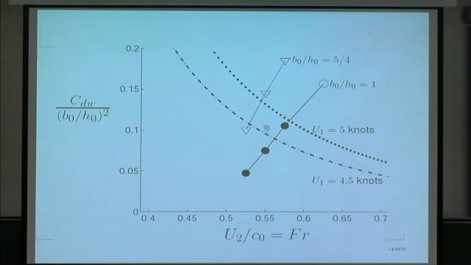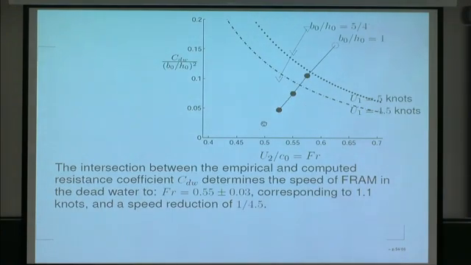So maybe this is not realistic, maybe it's somewhere in between, but you can see that at least here we get an estimate of the Froude number which FRAM was sailing at, the intersection between these curves. So we can say that FRAM was sailing at a Froude number of 0.55, plus minus some number which we cannot really decide. It corresponds to 1.1 knots and a speed reduction of 1 to 4.5.